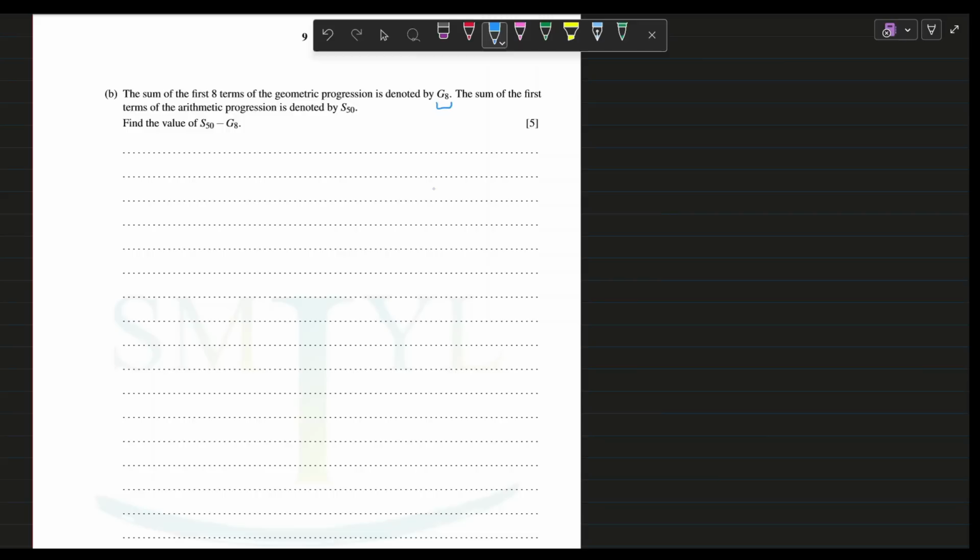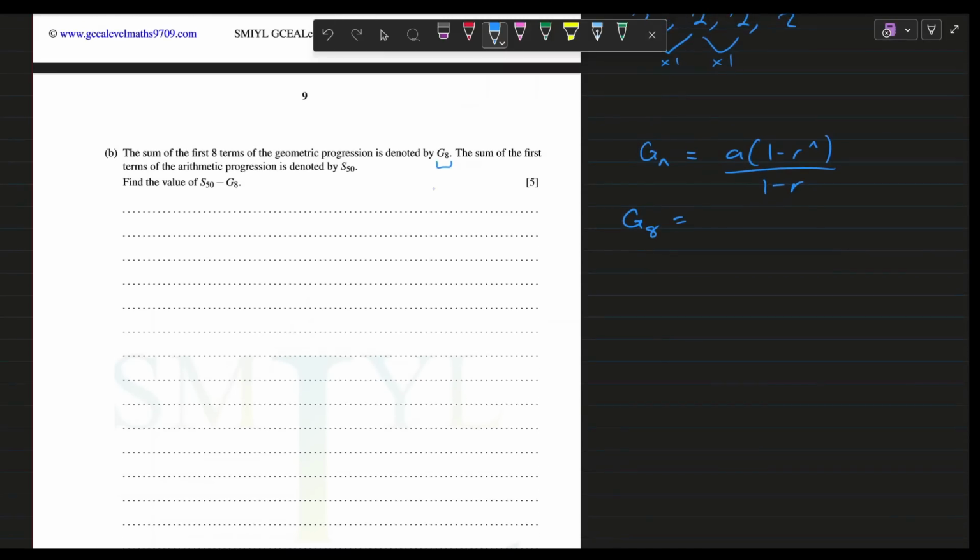To find G8, we have to use the formula for the sum of the first n terms of a GP, which I would just say Gn must be equal to a times 1 minus r to the n over 1 minus r. And we want G8, so remember from part A, our a was 2 and we evaluated r to be 3, so this is 2 times 1 minus 3 to the power 8 over 1 minus 3.